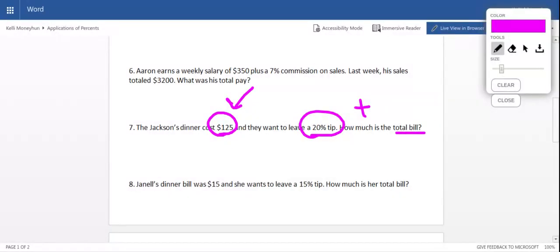All right, next, same thing. They have dinner, $15. She wants to leave a 15% tip. Okay, so you're going to find 15% of 15 and then add. Tip means to add. And you add it to your total bill.